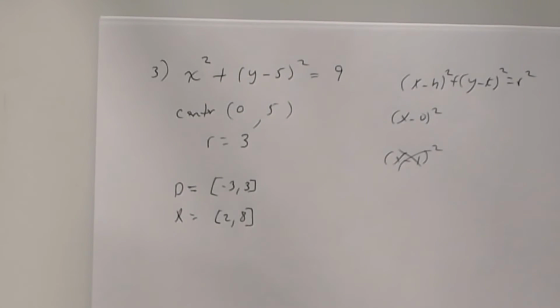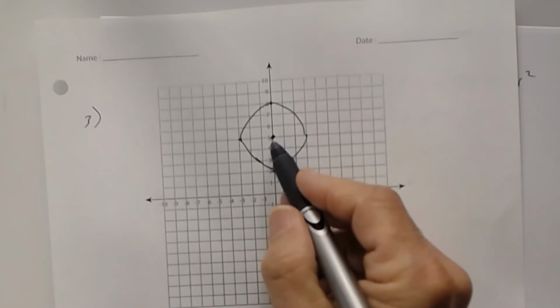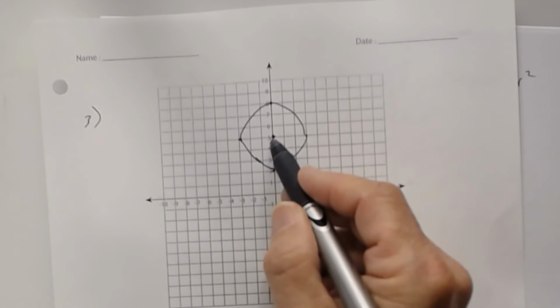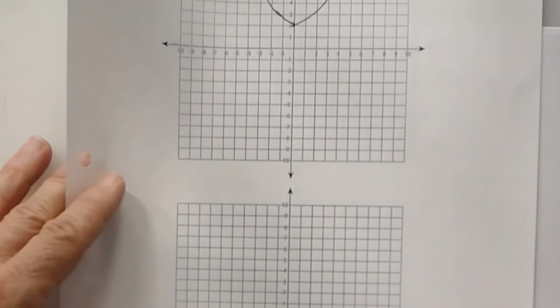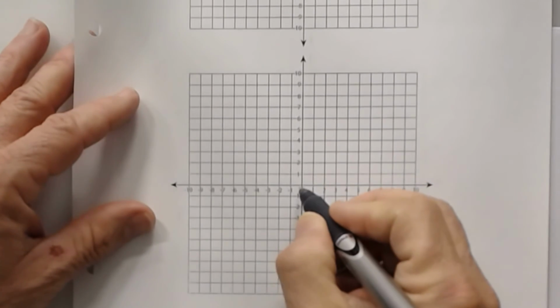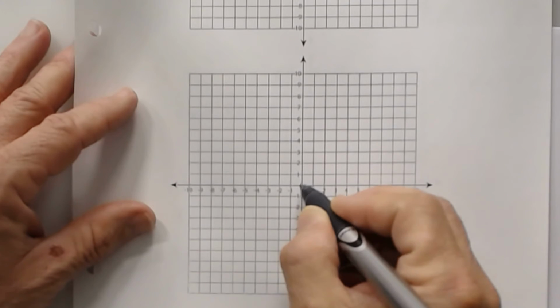All right. Now listen to the words I'm about to ask you. So you see the center is on this y-axis, correct? What if I asked you, what would the equation be if I had this circle? Hold on.